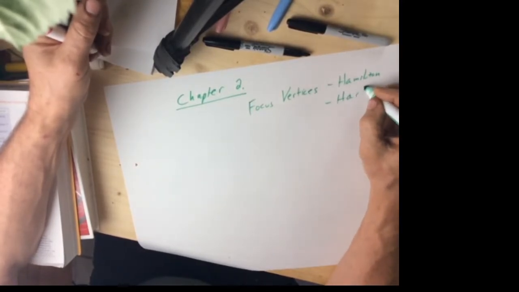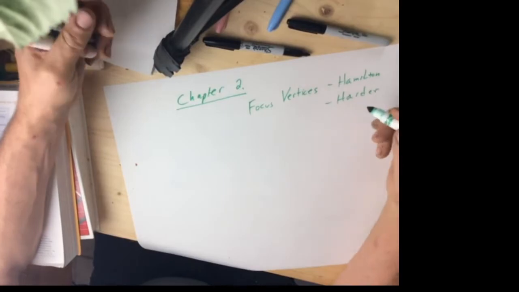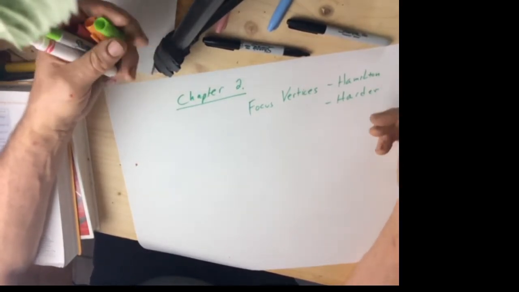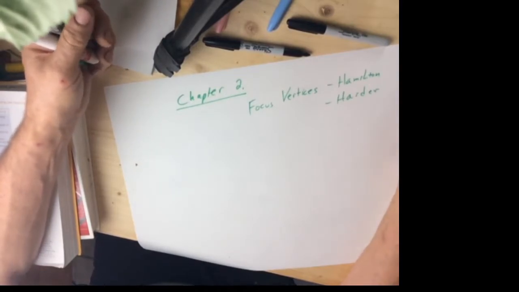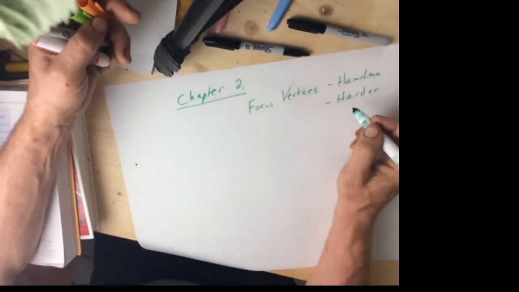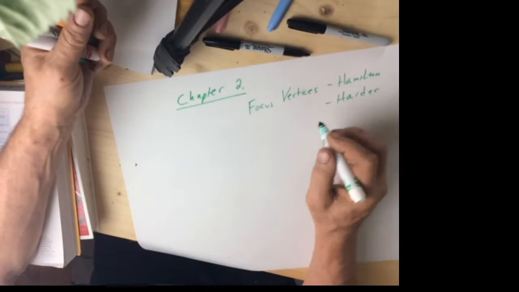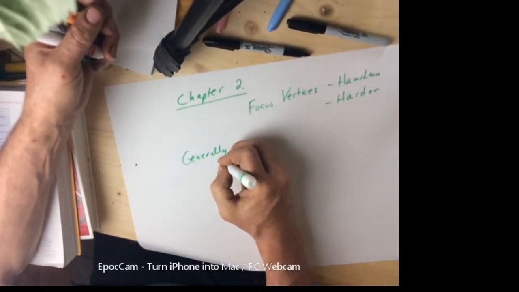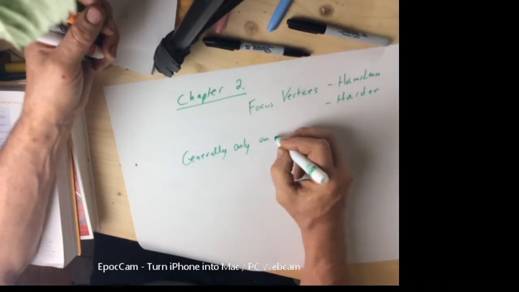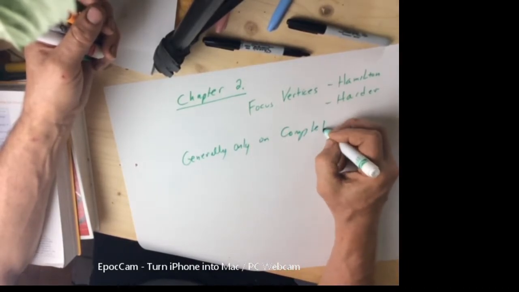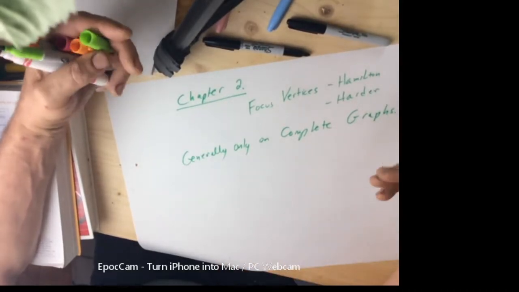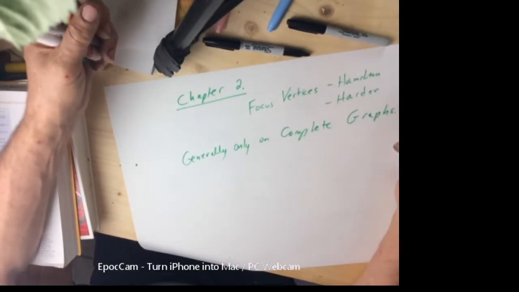And Hamilton is hard. And because of this, we use algorithms. We use algorithms to try to answer the questions. Now, in general, a Hamilton problem is only done on complete graphs. Why? The reason is complete graphs allow us to always be able to complete one of our algorithms.